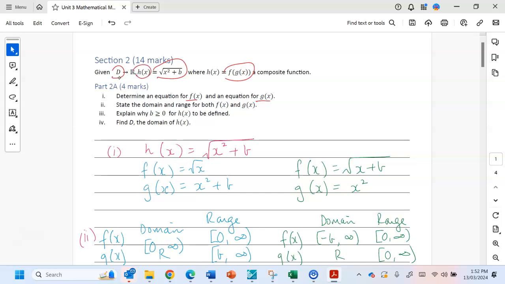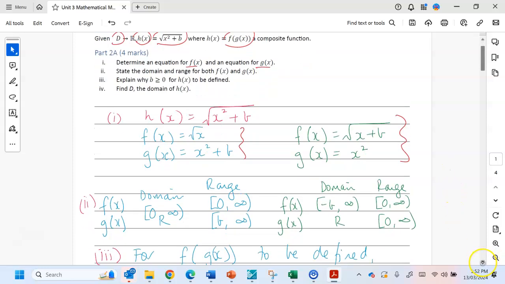You're basically separating h of x, which is a composite function, into its two separate functions. Or you could have separated it like this: f of x is the square root of x plus b and g of x is x squared. So in my solutions, blue follows the first two functions and green follows the other. So two possible answers, you really only had to do one, not both of them. Okay, so let's scroll down.